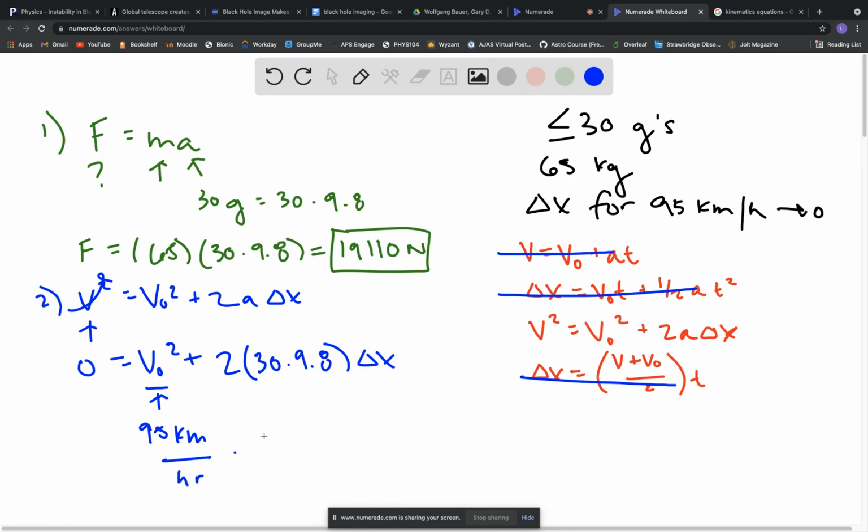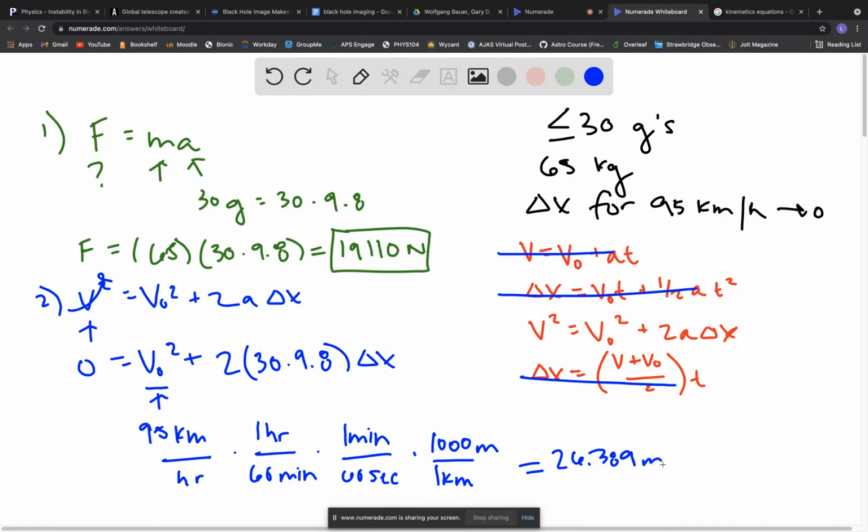But what is that in meters per second? Because that's the standard for velocity. So we've got 1 hour equals 60 minutes times 1 minute, 60 seconds. Okay, we're getting somewhere. We're in seconds. And we also know that 1 kilometer is 1,000 meters. So if you multiply all of that out, you're going to get that the speed in meters per second that you're moving at is about 26.389 meters per second. So now we can solve this.